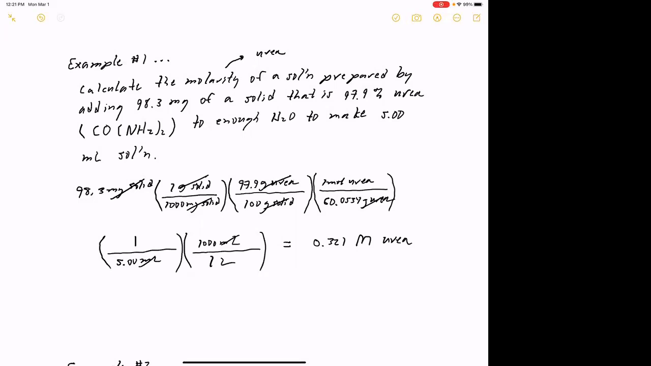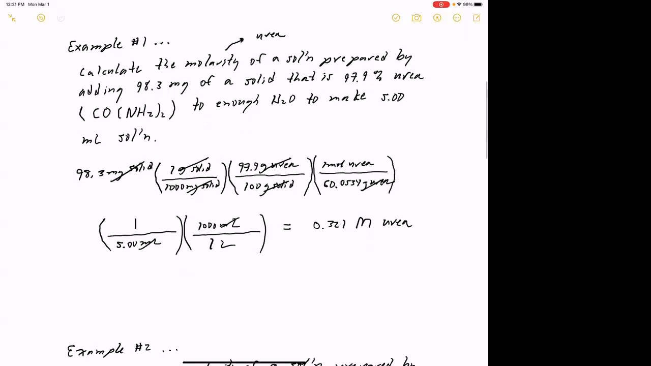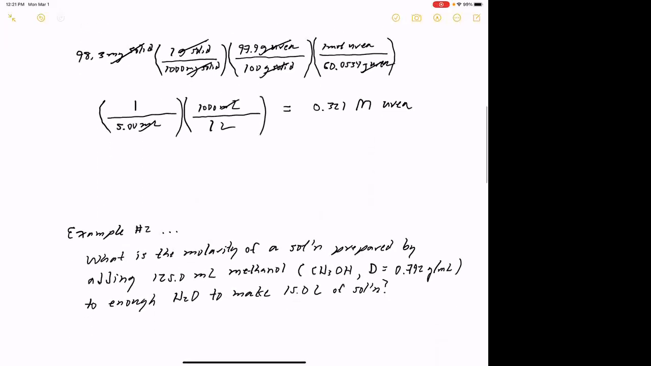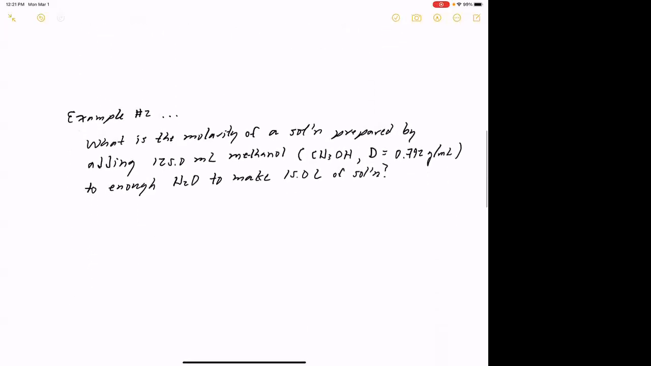All right, any questions about what I did there? It's really just kind of gram to mole conversions and things of this nature that we've done before. So it's just kind of pulling it all together with a new definition. Okay, good. So let's look at another example. This one actually deals with a liquid solute.